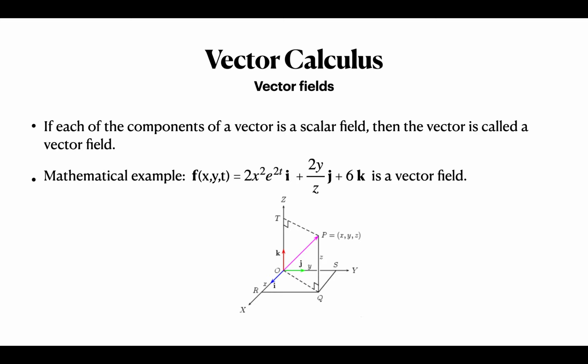Now, i, j, and k are the unit directions in the coordinate axes. So i is the unit vector in the x direction, j is the unit vector in the y direction, and k is the unit vector in the z direction. And that's the traditional notation. So i points along the x axis, j points along the y axis, k points along the z axis. All right, so from your perspective, folks, you have a vector, and you know it's a vector because you've got i, j, and k. If the components of the vector are all scalar fields, then you have what's called a vector field. Okay, so that's the terminology.